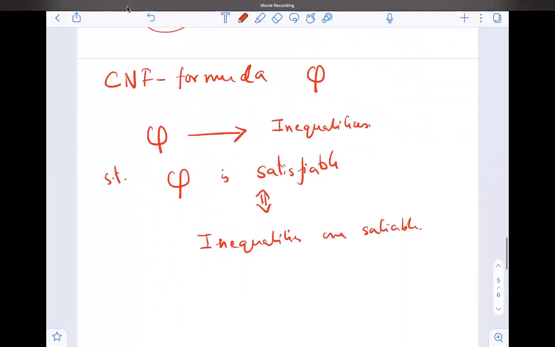So the question is, can you do this? I have a CNF formula and I want to write a set of inequalities in such a way that psi is satisfiable if and only if the inequalities are satisfiable. I think this can be done, sir. It surely can be done. You guys just try to solve it yourself.